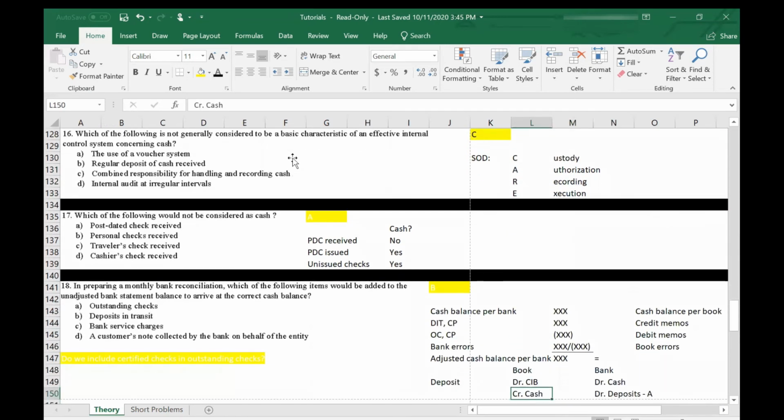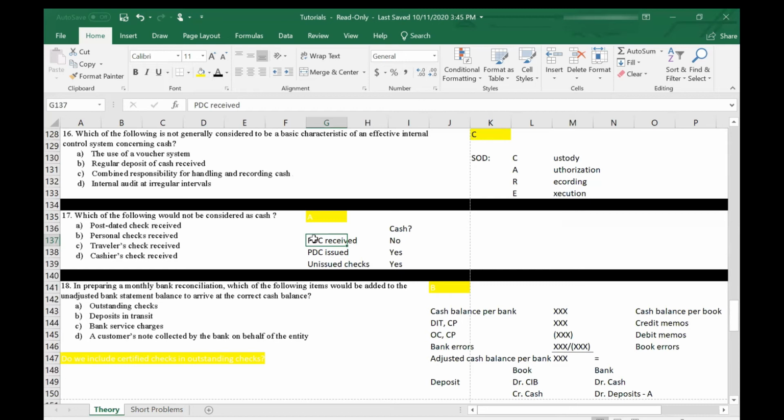Number 17. Which of the following would not be considered cash? Let's go through them one by one. Post-dated check received. Is this cash? Meaning the company receives a check that is post-dated. For example, I'm the company and my customer gives me a check. Today, based on my calendar, it's November 10. Let's say the check is dated December 23.